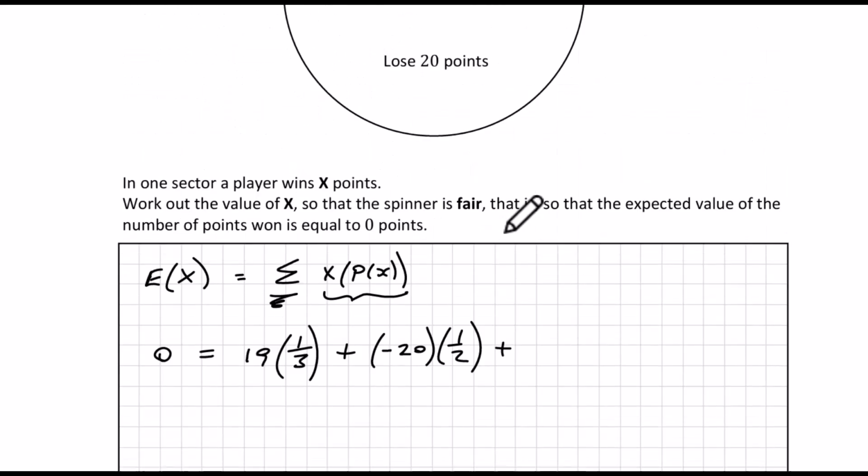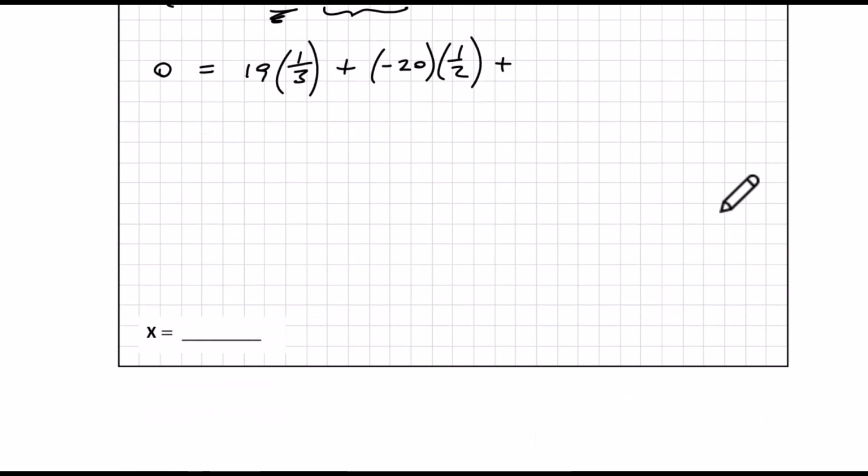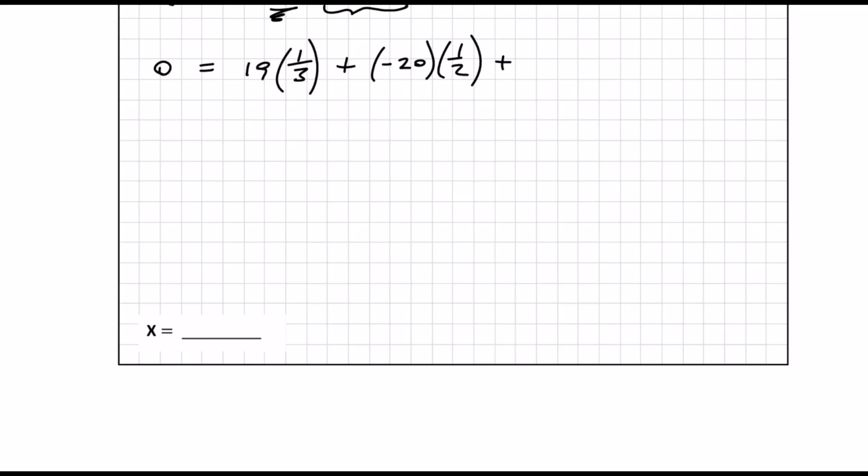Okay, now let's look at this area here with the X in it. There are 360 degrees in the entire circle. So the probability of landing here is 1/6. What can we win? We can win X number of points. So it's going to be X times 1/6. So this is our equation here.